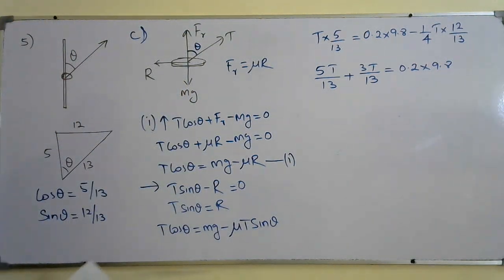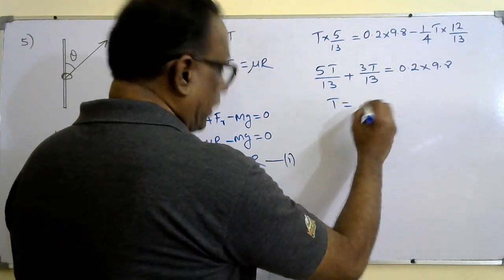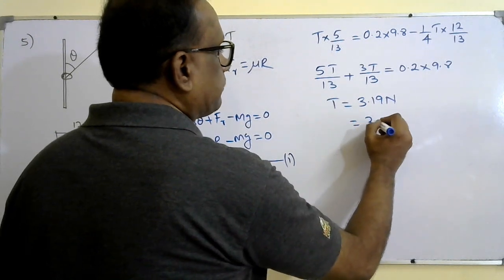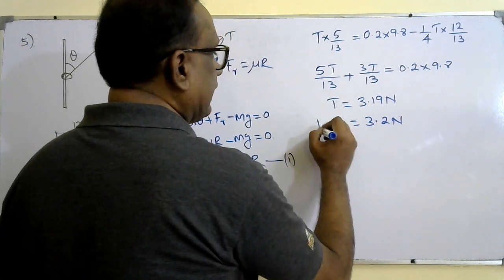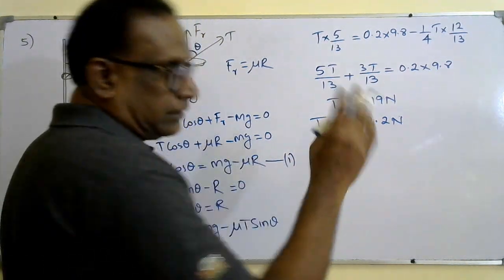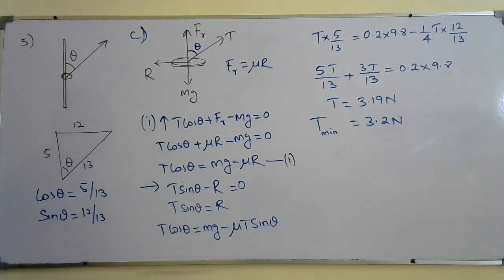Anyway, you solve it. You will get T equal to 3.19. If I give it to 1 decimal place, 3.2 Newton. That is T minimum. That's the minimum tension, because we are reducing the tension. It's about to slip down. Right. This is the answer for the C part, first part.